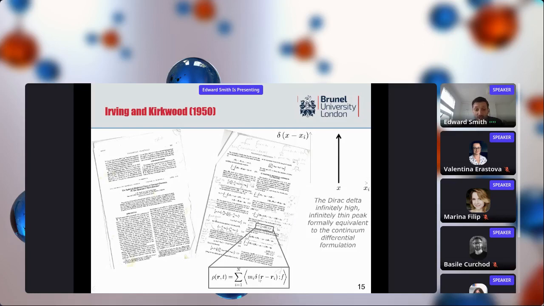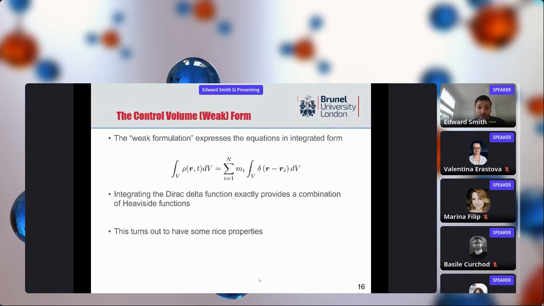But in practice, the problem is this: the Dirac delta function is infinitely high, infinitely thin. It's a kind of mathematical idealization. So in order to use this in practice in a continuum simulation, we have to basically use an approximation of it. So one of the things I did in my work was to rewrite this as a weak formulation. So rewrite it in that kind of average volume form you saw the CFD was written in, what's known as the control volume in fluid dynamics jargon.